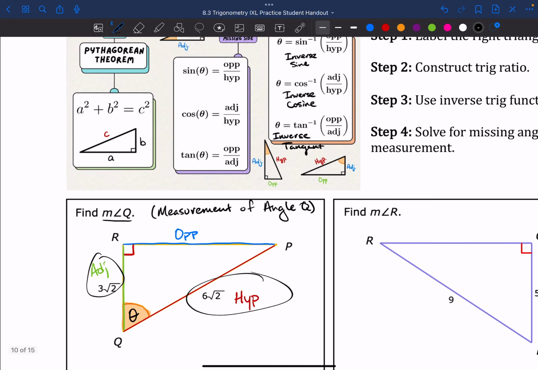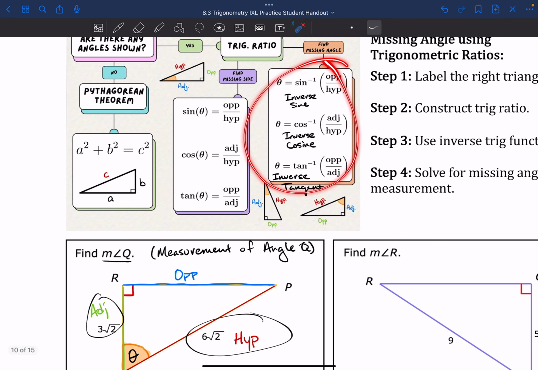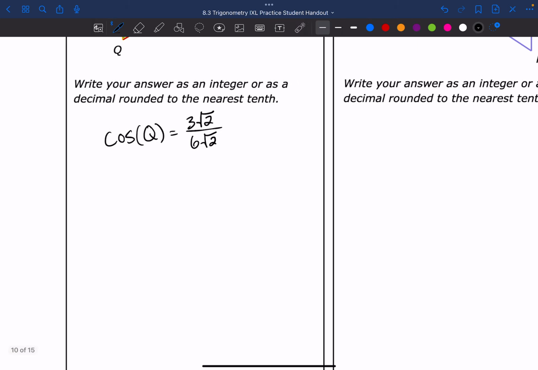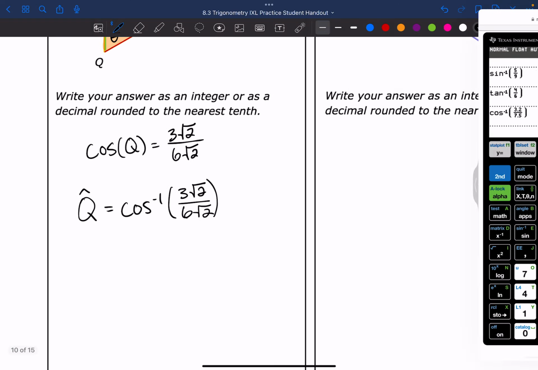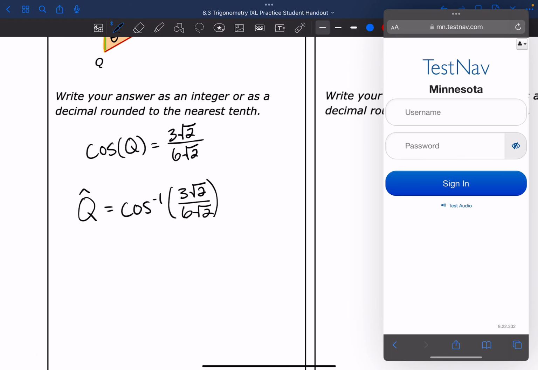But we're going to apply the inverse trig function, so these right here. So I'm going to apply inverse cosine. I'm going to say that the angle Q, I'm going to put a little hat on there to indicate that it is an angle, is equal to the inverse of cosine. But I'm just going to use the same ratio I made right here. So the adjacent, which is 3 square root of 2, over my hypotenuse, 6 square root of 2. And there we go. I'm going to grab my calculator.